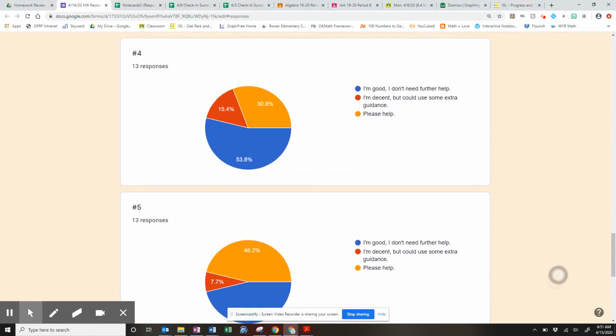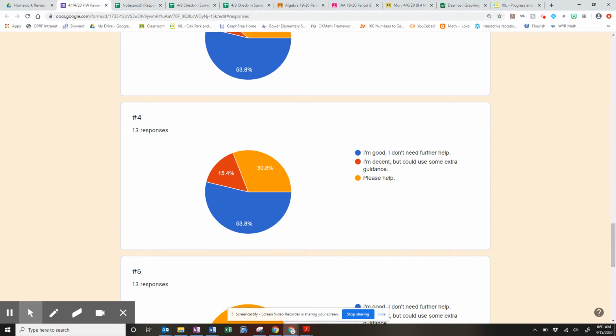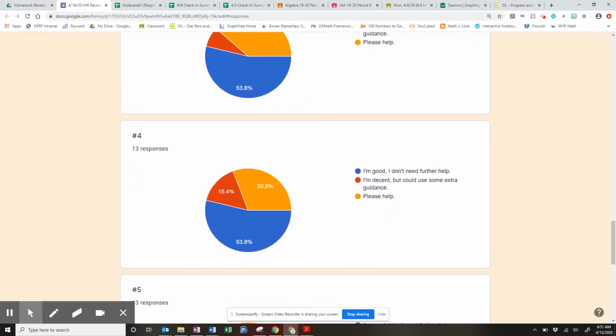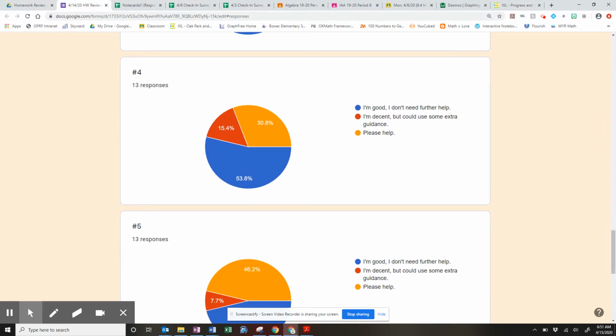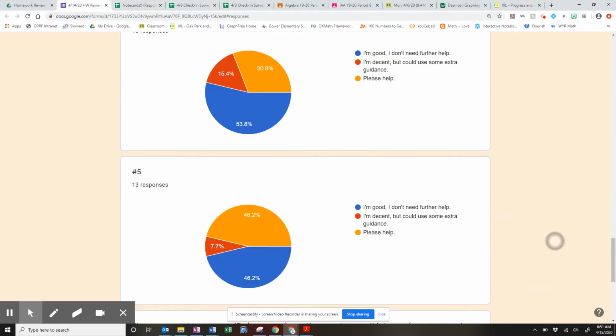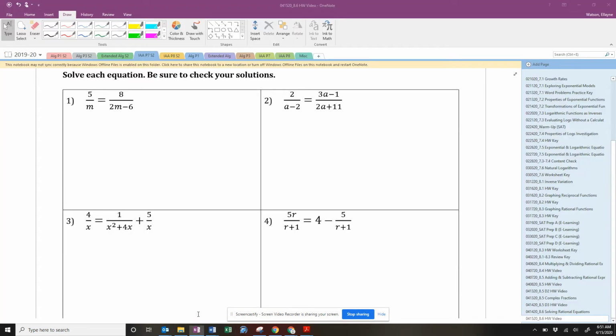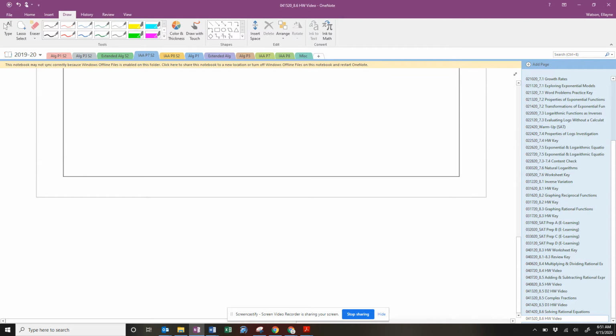So I think I'm going to go over 3 and 5, because if I look between 3 and 4, 3 is a little trickier than 4. I am also going to post the entire key for this one because I just want to make sure you understand the steps in this. And then we have questions here. Okay, so let me switch over to this. Let me paste in these questions.